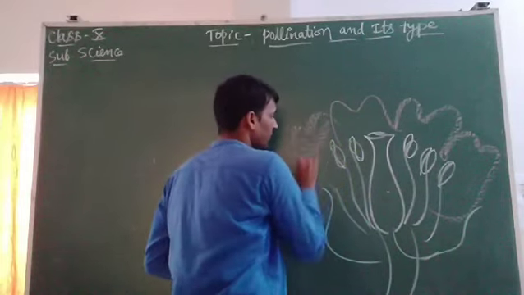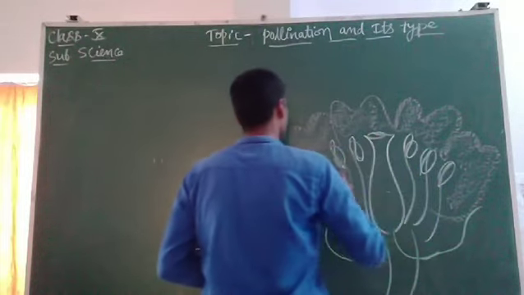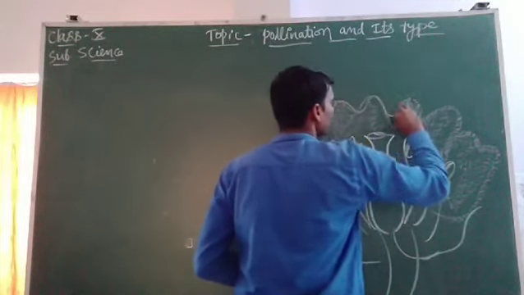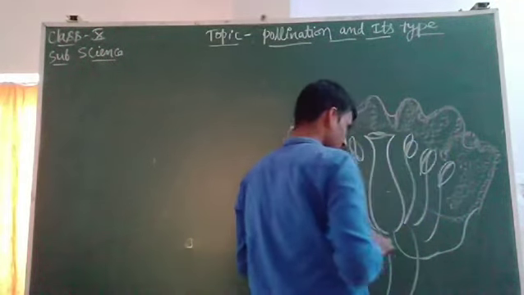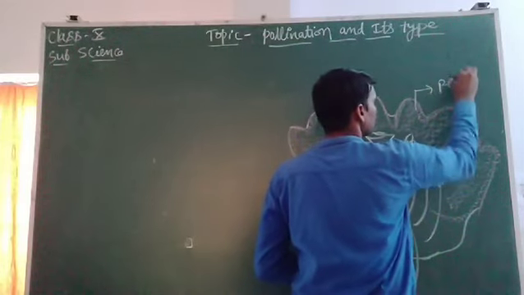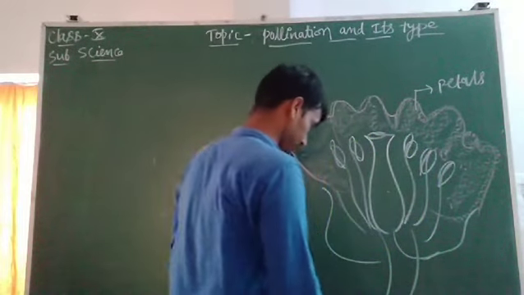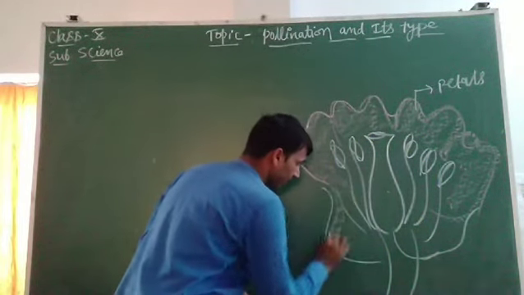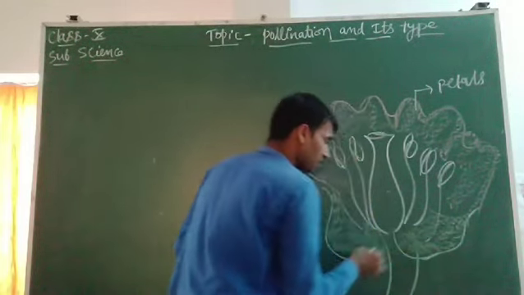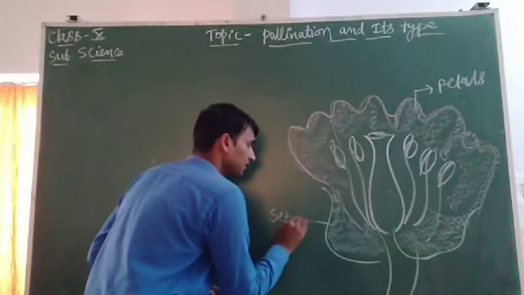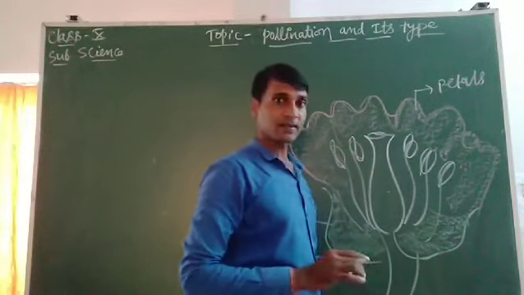This is a rough diagram of a flower, in which these are petals. We can mention here that these are petals, this one, this one, this one. And this green colored part of the flower, which holds all the other parts, is called sepals. These are sepals and these are petals.